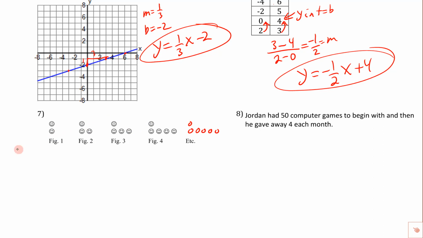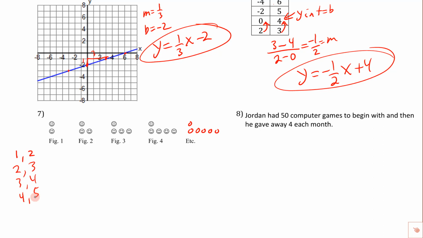And if you needed to, we could write down in figure 1, there's 2 smiley faces. In figure 2, there's 3 smiley faces. In figure 3, there are 4 smiley faces. In figure 4, there are 5 smiley faces, and so forth.